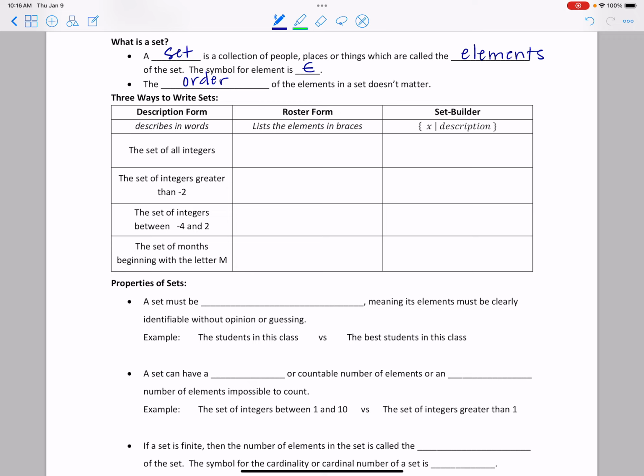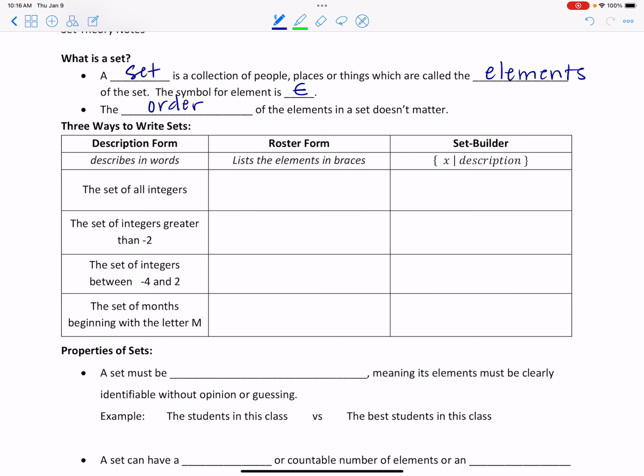So there are three ways to write or define a set. We can just give a description for the things that we're grouping, in description form. We can give a roster form where we list out the elements that are in the set in braces. And then we have this really mathematical one that we call set builder notation. So I'm going to show you some examples.